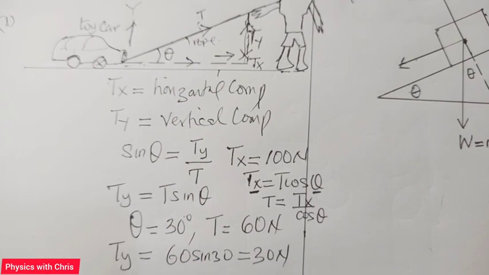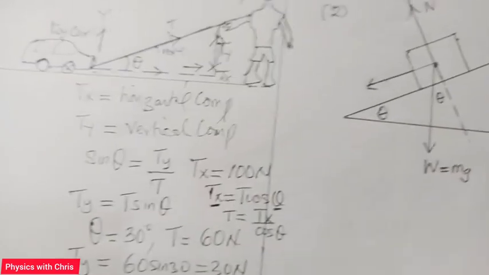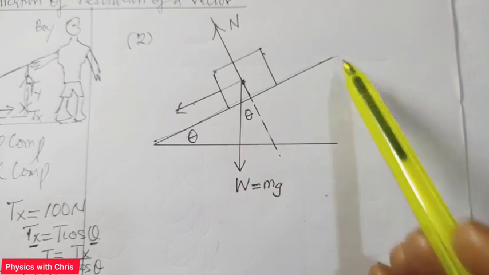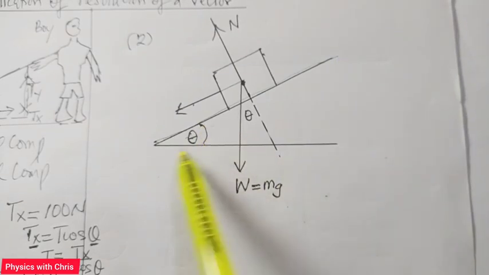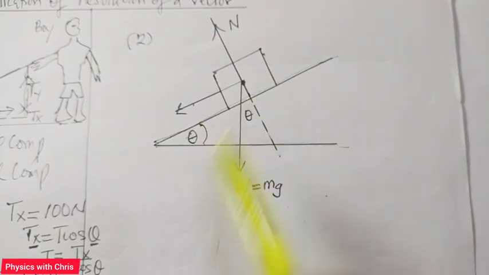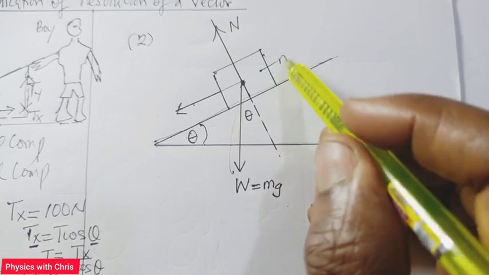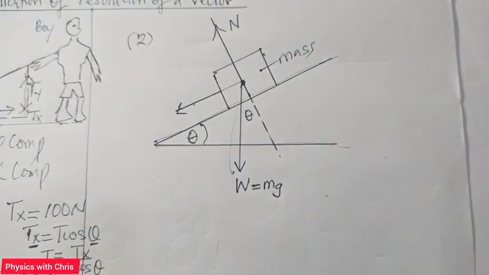Okay, look at another case. This is case 2. In this case, we have an inclined plane. This is a plane surface that is inclined at angle theta to the horizontal. And we know that the weight of a body always acts vertically downwards. So this is the line of action of the weight. Now, if the plane is smooth, you notice that when this block of mass is released, it's going to start sliding downwards.